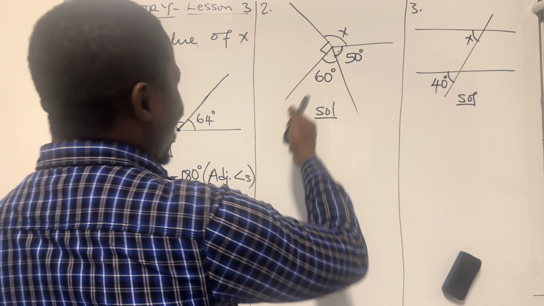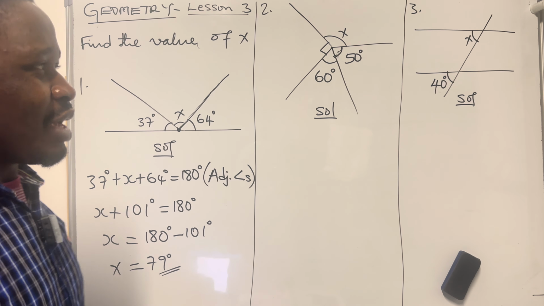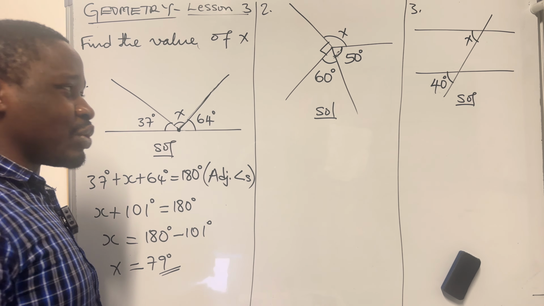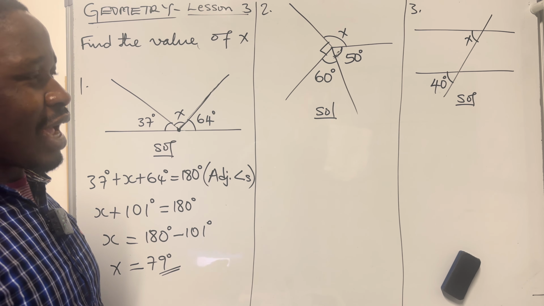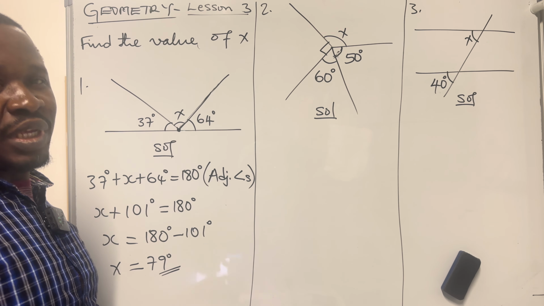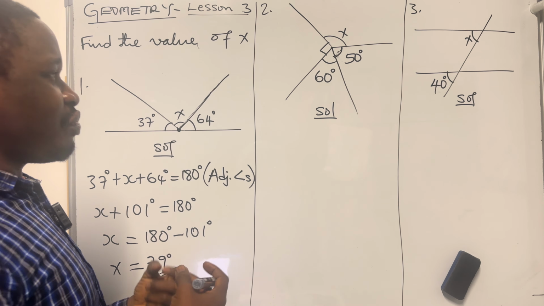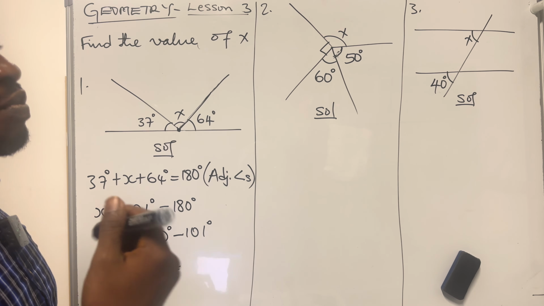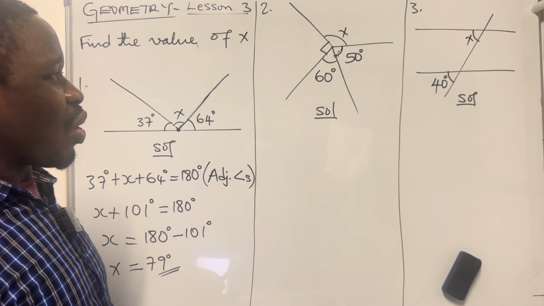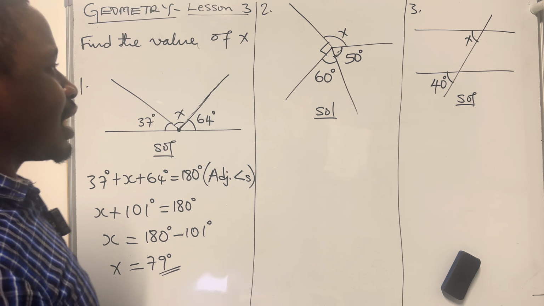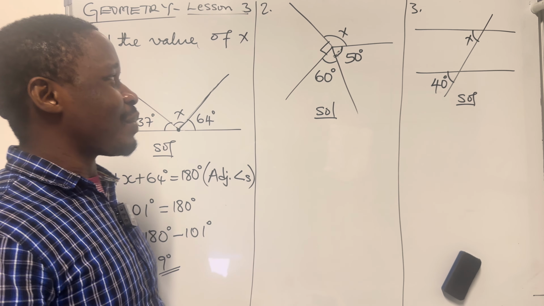So what do we apply here? What theorem do we apply? Because it's the theorem that tells you that you need to add, and if you are adding, it should be equal to 180. Or if you are adding, it should be equal to a particular number of degrees. Or it is the theorem that tells you that this and this are supposed to be equal.